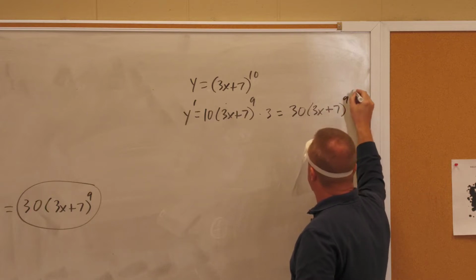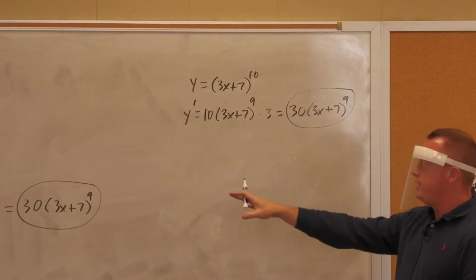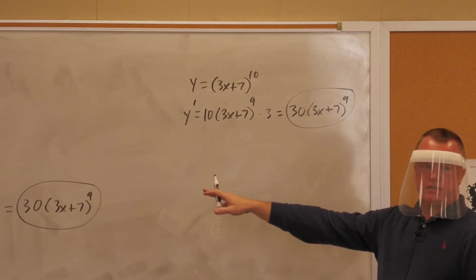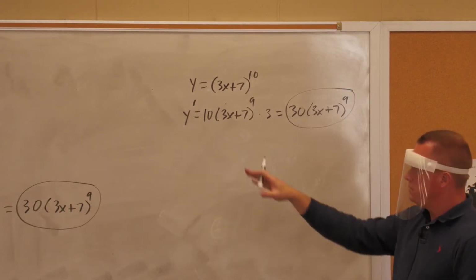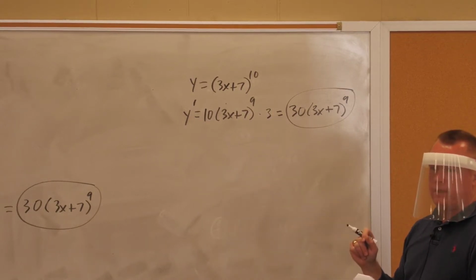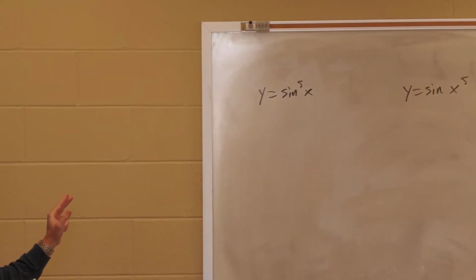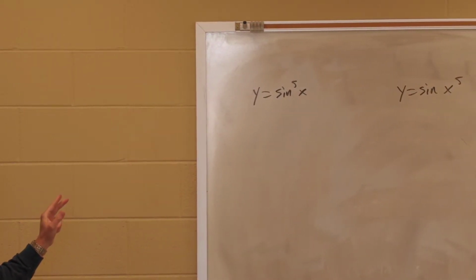3x plus 7 to the 9th. Okay? A little more writing there, but it's the same thing, just kind of doing a substitution and writing it separately there. Okay? So what is the difference in the two? Are they the same thing? Not the same.